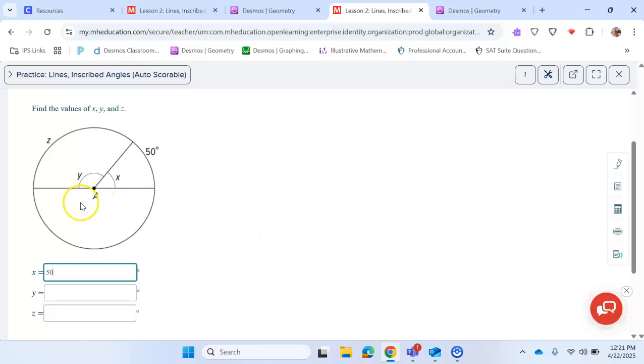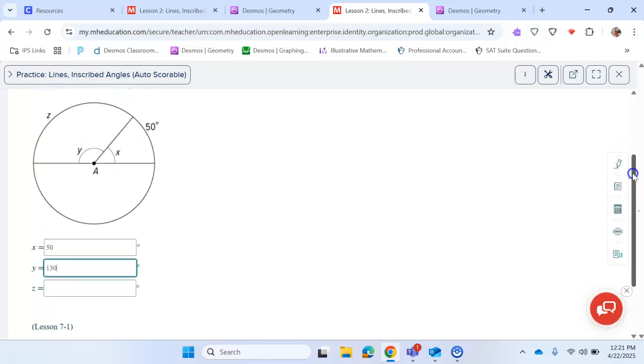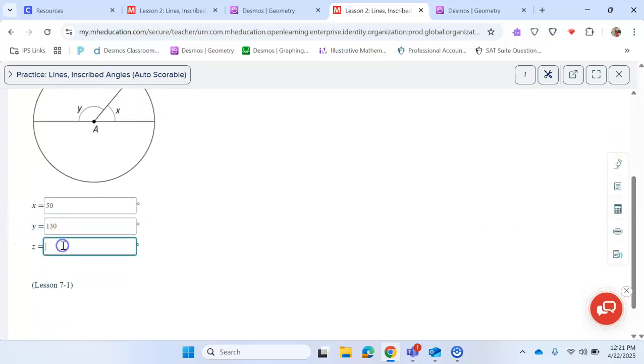And y would be, you could see the diameter is a straight line. So y would be 180 minus 50, which is 130. And the arc length would be the same. Z would be the same as Y, 130.